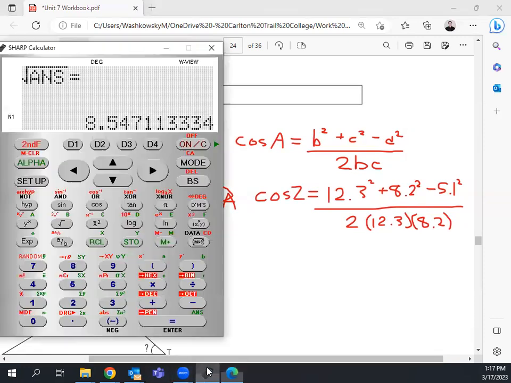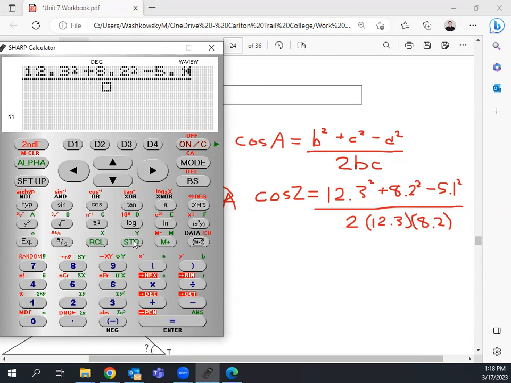Okay. First thing you're going to want to do, turn it into a fraction. Save yourself the pain. Don't use the divide symbol. I recommend every time you see a fraction in your work, just use a fraction in there. It simplifies it. So fractions, that little A/B button. On the top, I'm going to write exactly what I see: 12.3 squared plus 8.2 squared, minus 5.1 squared. Make sure you get your signs correct.